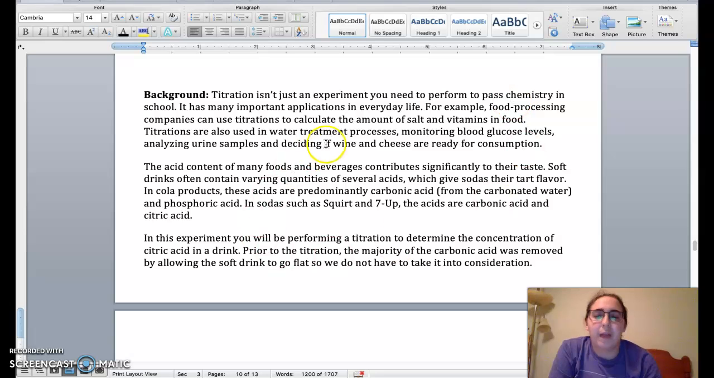So now I put a little bit more background on this one. It starts with the basic knowledge about titration, but then goes into some more specific instances of where titrations are used in the real world, and then specifically how we can use titrations to figure out the contents of any foods and beverages. So in this case, we're going to look at some different things that have citric acid in them, a lot of sodas. And then it gives them a little background knowledge about how there is citric acid and carbonic acid in pop. So we want to make sure we're using flat soda to get rid of that carbonic acid.